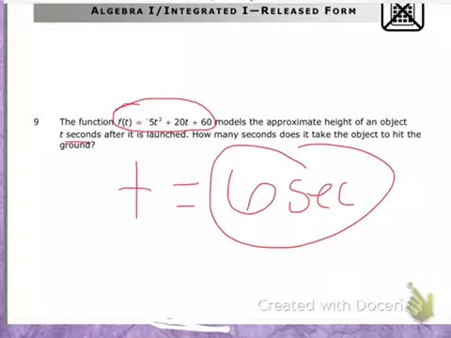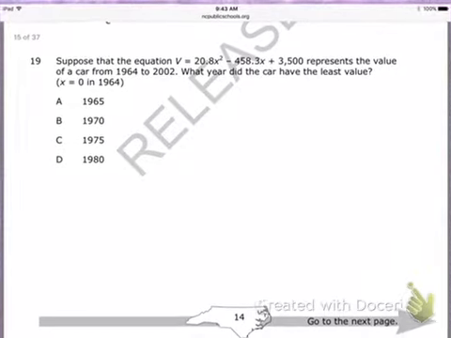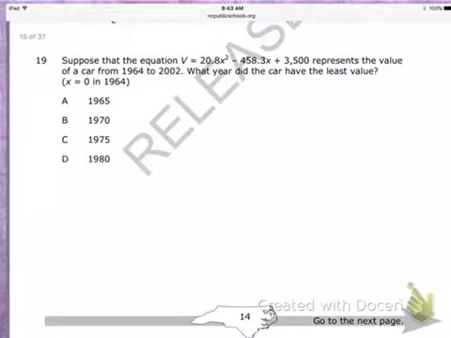So now that we know the answer, we're just going to move on to the next question. Okay, this one is fairly similar. So we're going to find the equation, which is, of course, v equals 20.8x squared minus 458.3x plus 3,500.